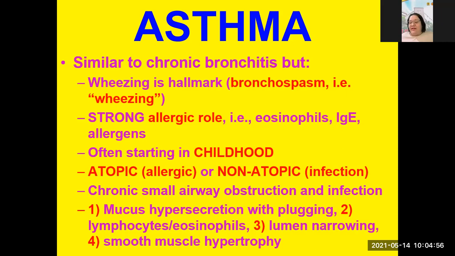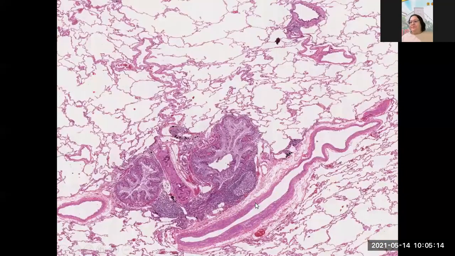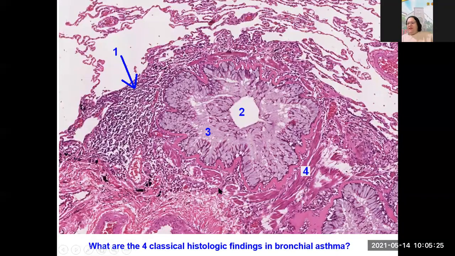The small airways are affected here. There is mucus hypersecretion with plugging, and there is the presence of lymphocytes and eosinophils. The lumen is narrowed and there may be edema and smooth muscle hypertrophy. This is a sample of hypertrophy. These are classical findings that you would find microscopically with asthma: the mucus plugging, the presence of eosinophils, edema, and problems with the smooth muscle.